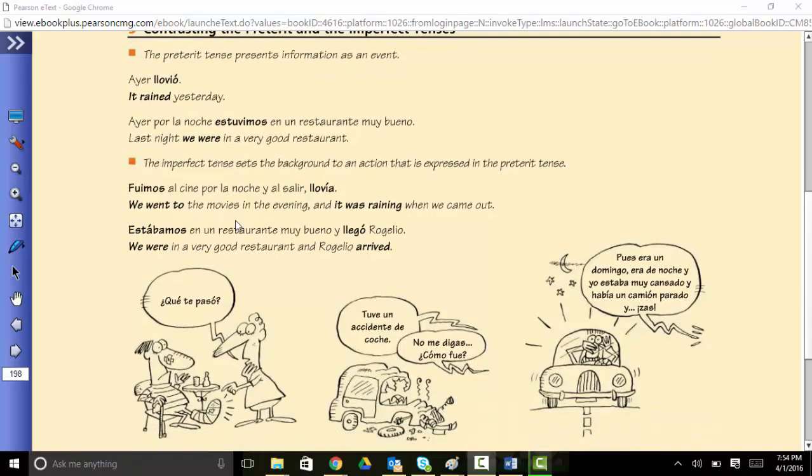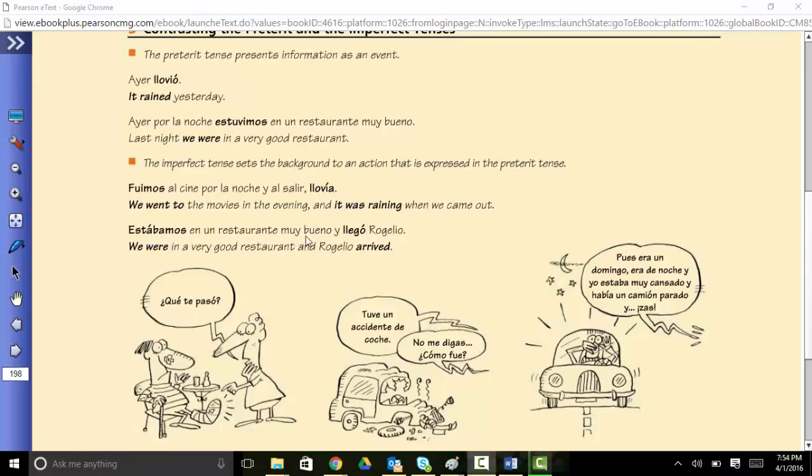The imperfect tense sets the background to an action that is expressed in the preterite tense. So that's what I was trying to say. It was a dark and stormy night when I heard a knock at the door. So it was setting up that scenario. Here, fuimos al cine por la noche y al salir llovía. The important information you're trying to convey to someone is not that it was raining, it's that you went to the movies. The rain was setting the mood for the information you're getting ready to tell, which is about going to the movies. So that's why it's in the imperfect.